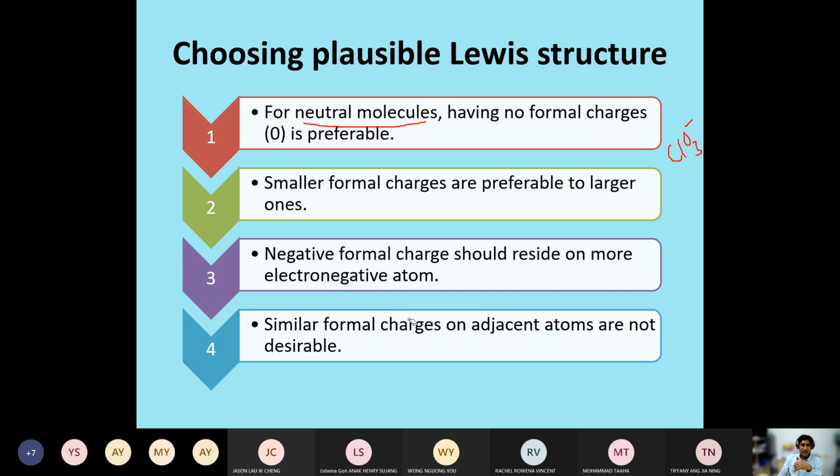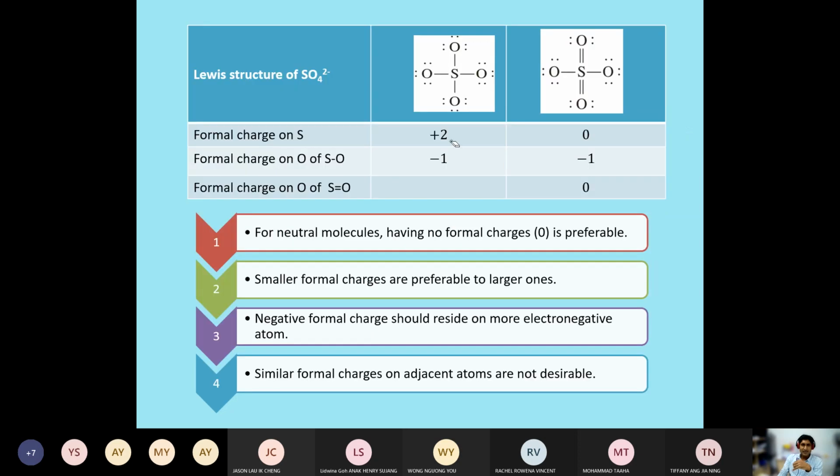And similar formal charges on adjacent atoms are not desirable. What it means is similar charges on adjacent atoms are not desirable. That means if I could have drawn this structure, right? This is not possible. We already have seen because it is a bigger charge difference. It is more possible. It is acceptable.